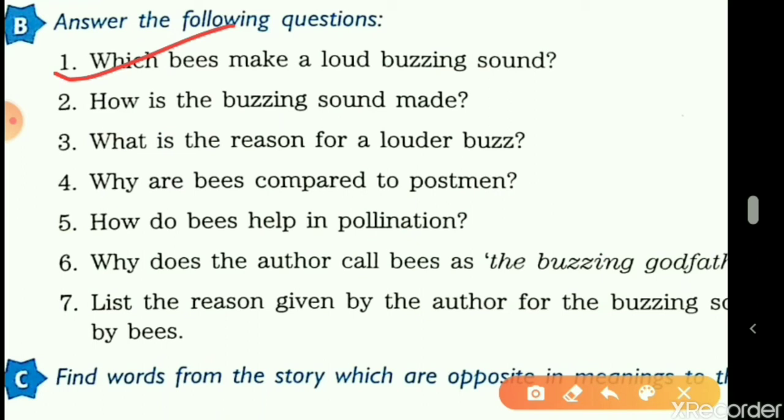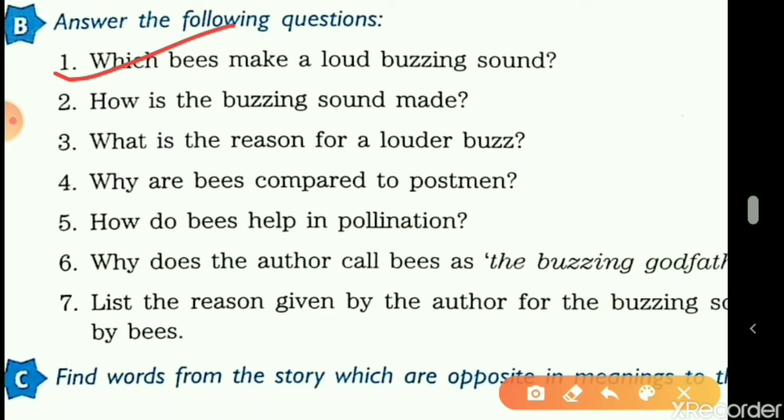Which bees? Bumblebees. B-U-M-B-L-E, bumble. Bees, particularly bumblebees, make a loud buzzing sound as they fly.